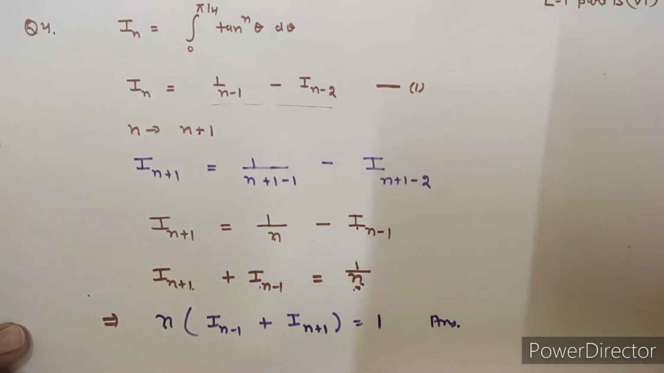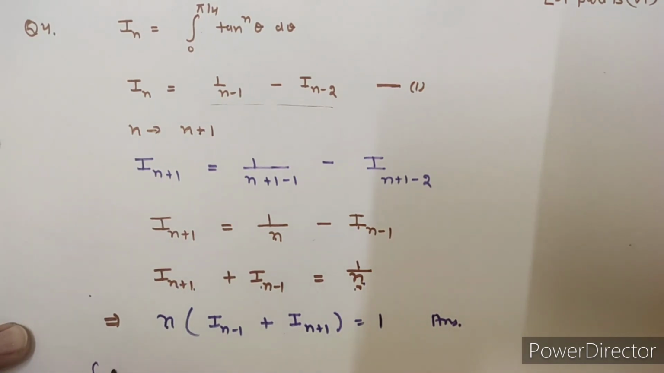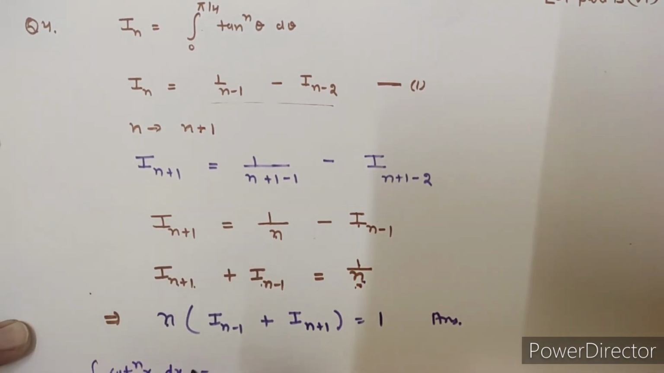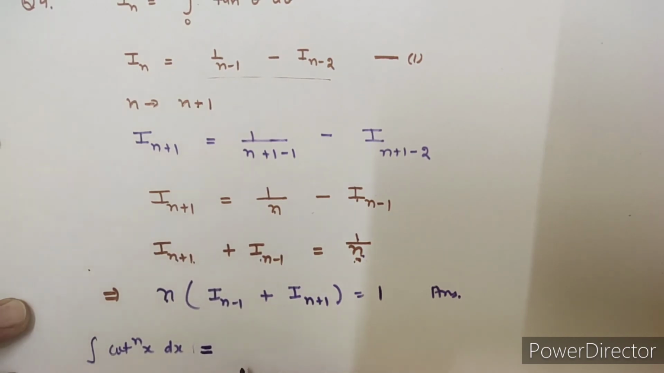In the C part, I will solve the question based on integration of cot nx d of x, as I solved in lecture first part A. So I will solve the remaining questions based on this. You can also ask in class which questions they are. So these are your assignment questions.